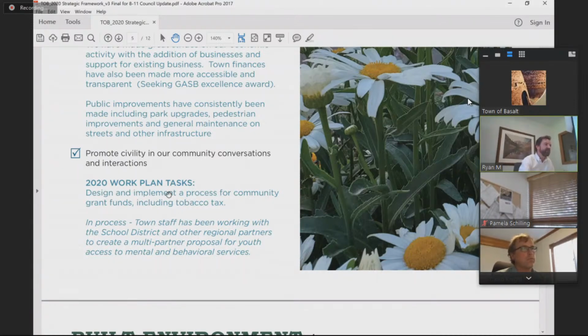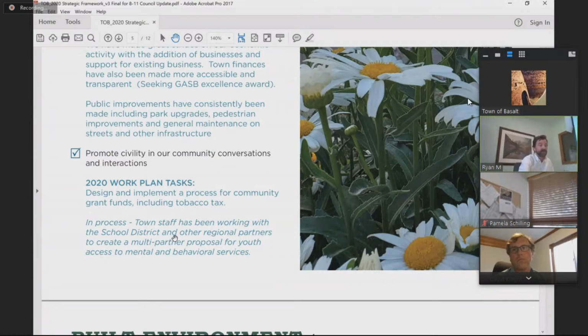So, let's see, we did have a couple other work plan tasks that fell under this. Design and implement a process for community grant funds. And so, again, we're going to talk about those grant funds in the regular meeting tonight. But it did include tobacco tax. So this is a new funding source for the town. And so I've been working with Rob Stein at the school, as well as some of our other town managers.